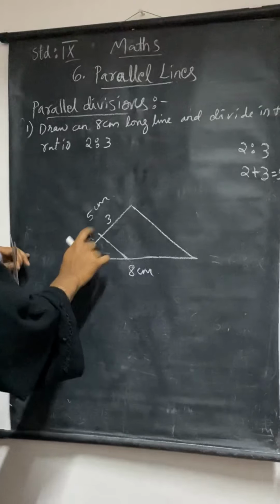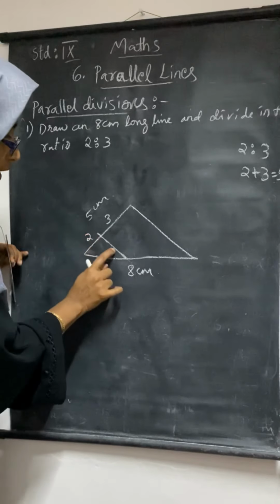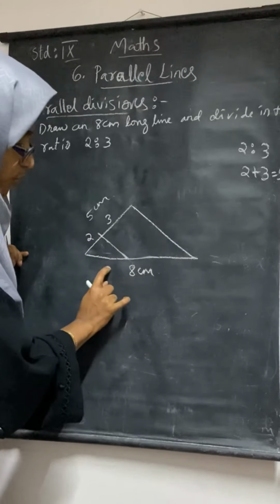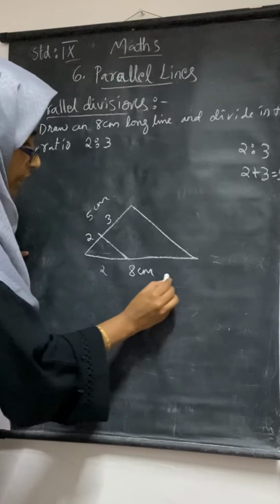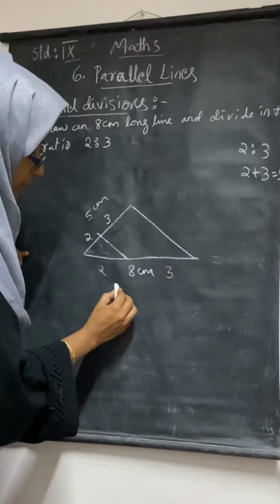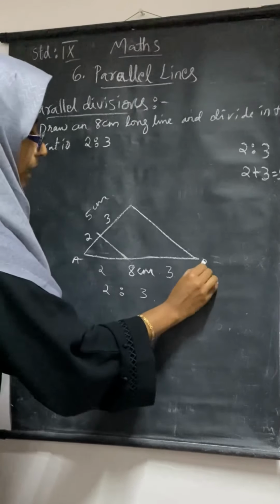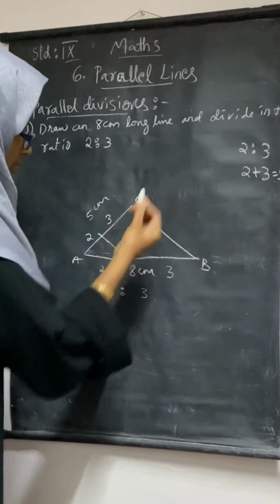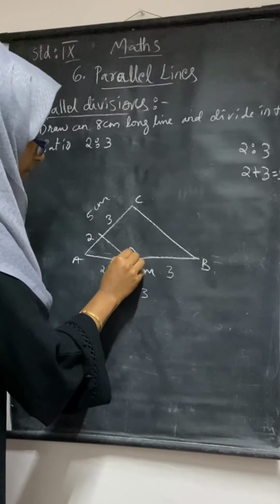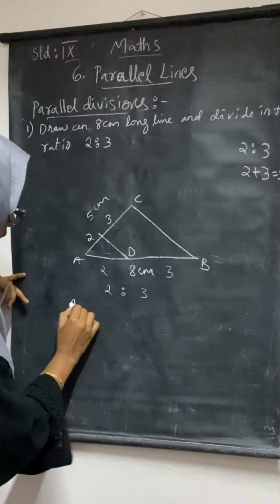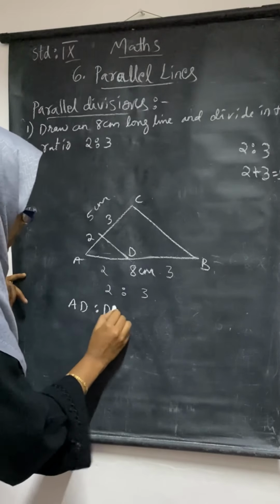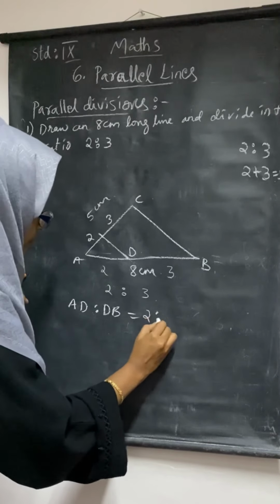Now see, this was 2 is to 3, so you got the same ratio down also. This is 2 is to 3 you will get. So you can give the names A, B, C, D like this. So you can say AD is to DB is equal to 2 is to 3. So this is the way.